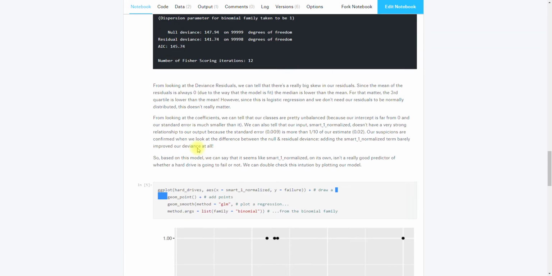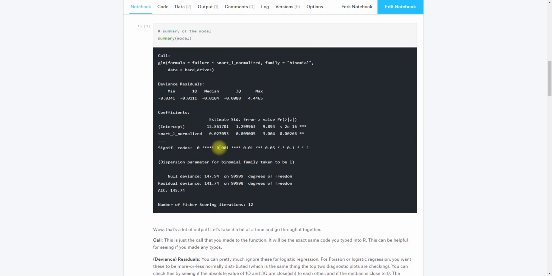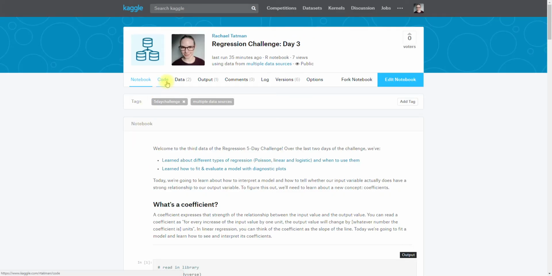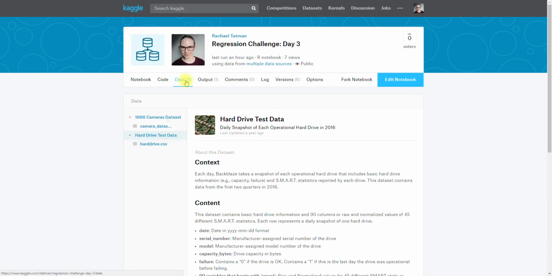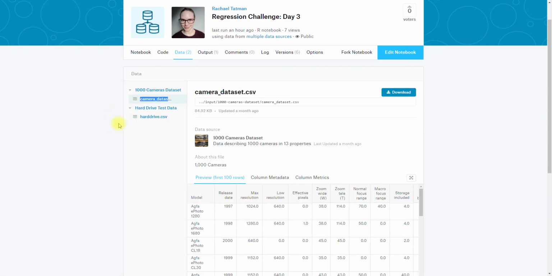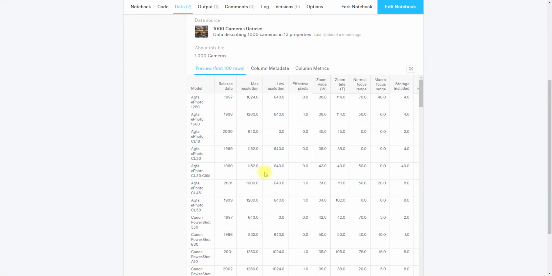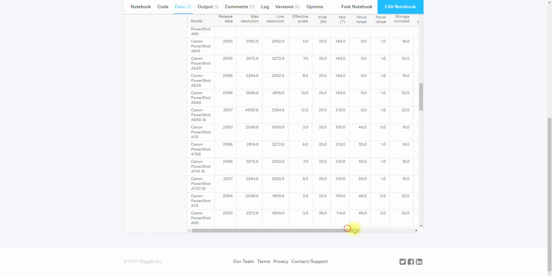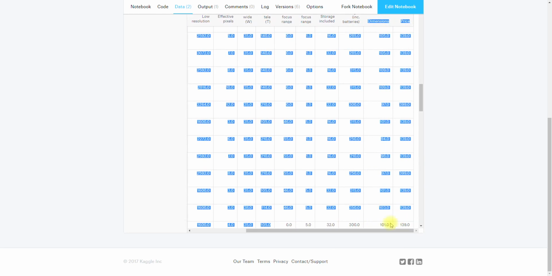You guys are going to work with this camera data set, which I've already read in for you. It's much smaller, so you shouldn't have a problem doing all the diagnostic plots. Just pick a variable that's interesting to you and try to predict it. So maybe release date, which would be Poisson regression. Actually, a lot of these I think would probably be Poisson regression rather than linear regression.